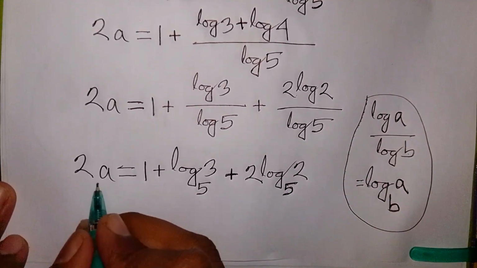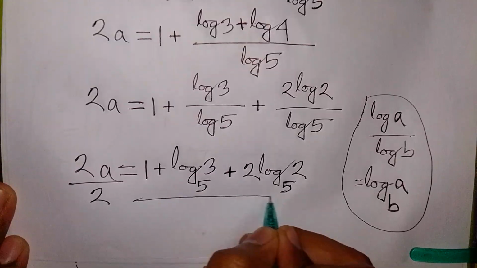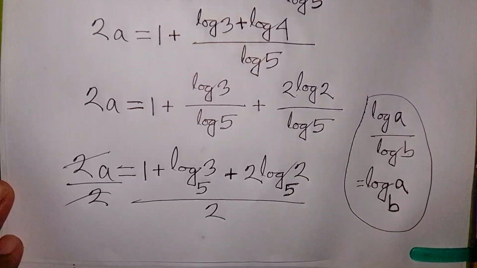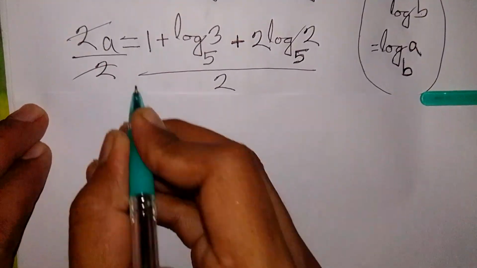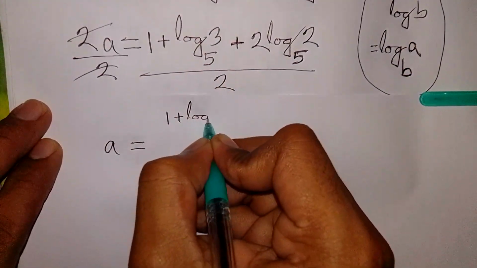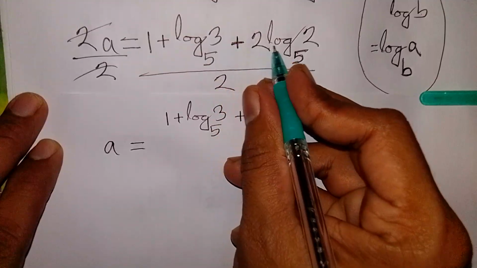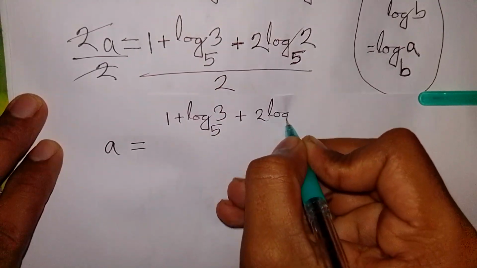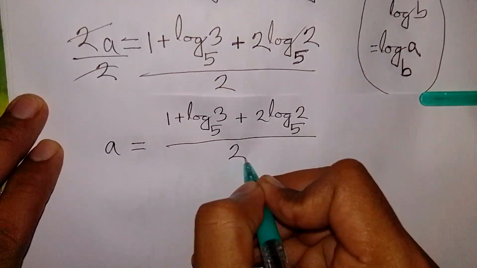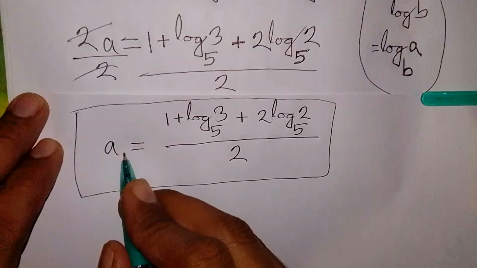Now we need the value of a. So we divide by 2 on both sides. Divided by 2, divided by 2. This 2 will be cancelled. So we have a is equal to 1 plus log 3 base 5 plus 2 log 2 base 5, over 2. So this is the value of a. So this is our final answer.